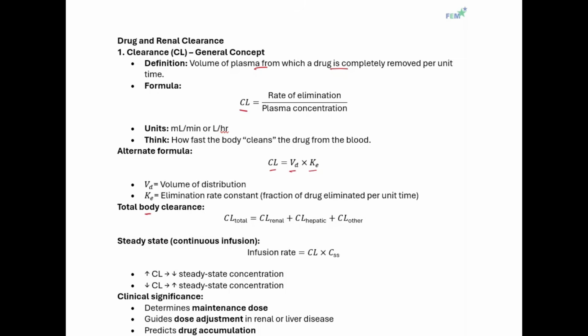And when you look at the total body clearance, the drug is not only eliminated by one particular organ. Some drugs are eliminated through the kidney, and some could be eliminated by the kidney and also by the liver. So when we look at the total clearance, it's going to be a summation of the clearance of each of those organs. For instance, the clearance through the kidney plus the clearance through the liver and the clearance through the other organs in the body.